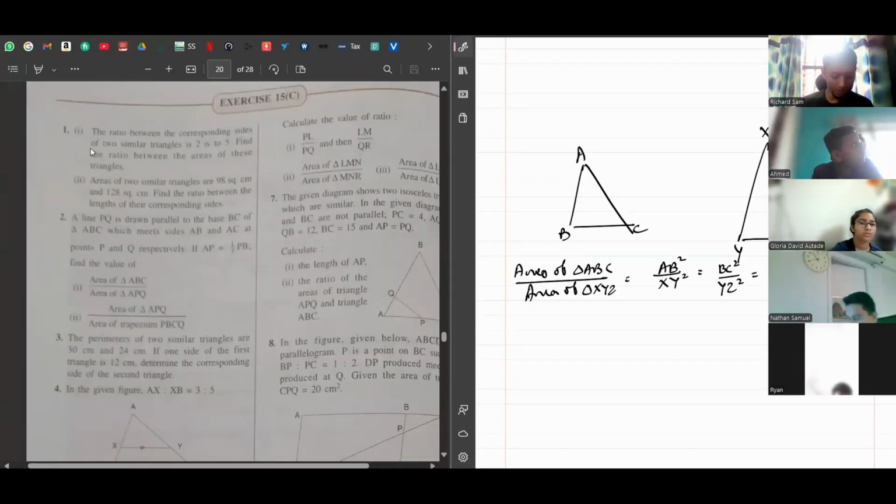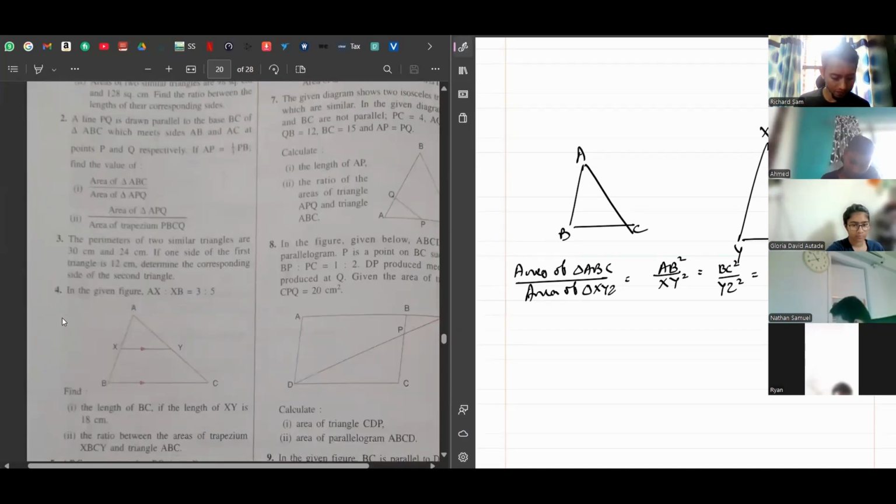Okay, go to this exercise 15C. Question 3 in your book. Later, before that.